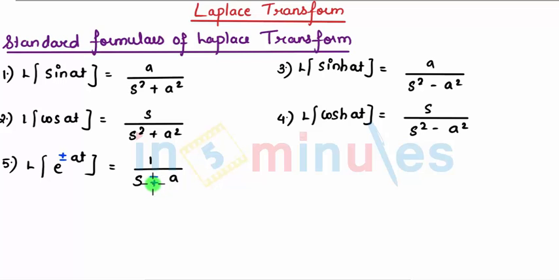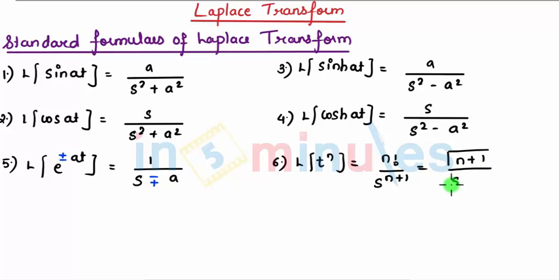That's the change. So my next formula is Laplace of t raised to n, that is algebraic. You have two formulas here. One is n factorial upon s raised to n plus 1. The second is gamma of n plus 1 divided by s raised to n plus 1. Now you will be thinking when to use factorial and when to use gamma. See, if your n is an integer, you need to use factorial, and if your n is a rational number, you need to use the gamma formula.